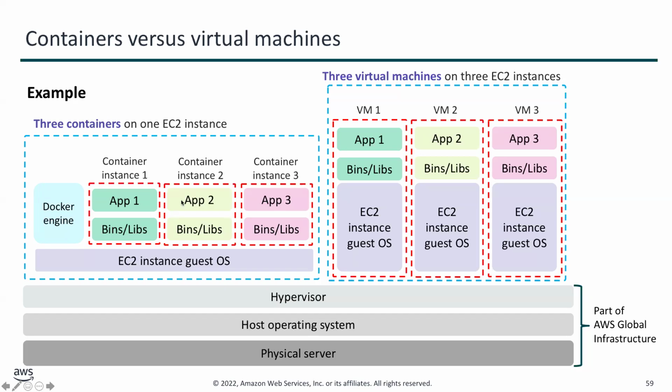So you can have tens of containers and run a single application. Again, it depends on what kind of application you have. As opposed to containers, virtual machines are quite a familiar concept, I guess, to all of us. So you have VM1, VM2, VM3, let's say 3 VMs, running on 3 different EC2 instances.